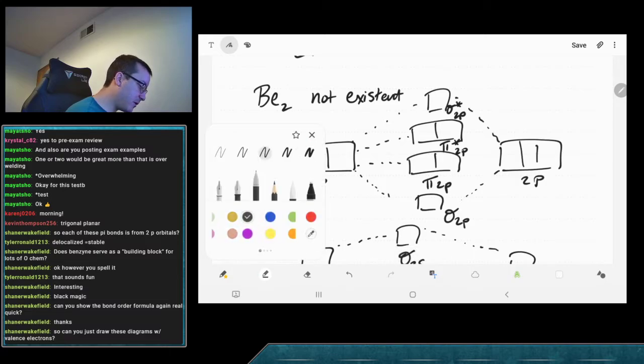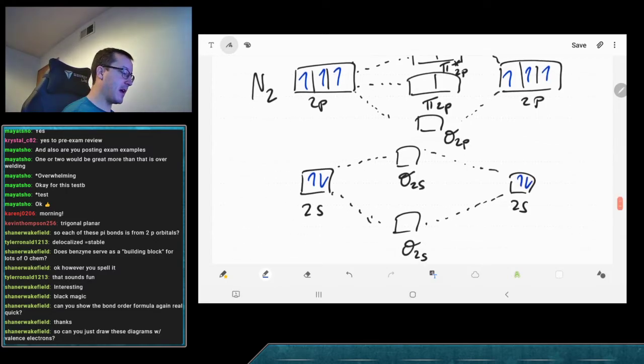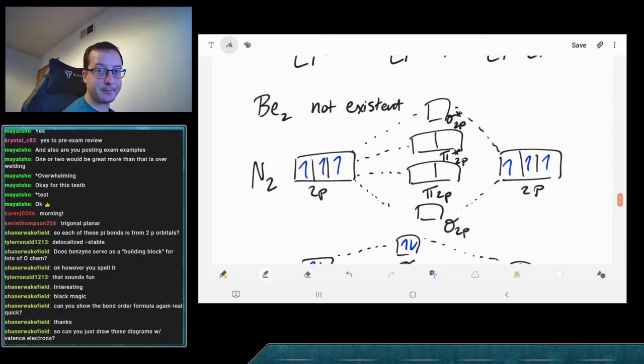Let's do nitrogen real quick, and we'll see what is going on here. So nitrogen has this electron configuration, right? As before, the lower energy ones are going to be completely filled. Don't even have to think about them. So now let's look at the p ones. We're not even going to touch d and f orbitals, or hybrids coming from those, so don't worry.